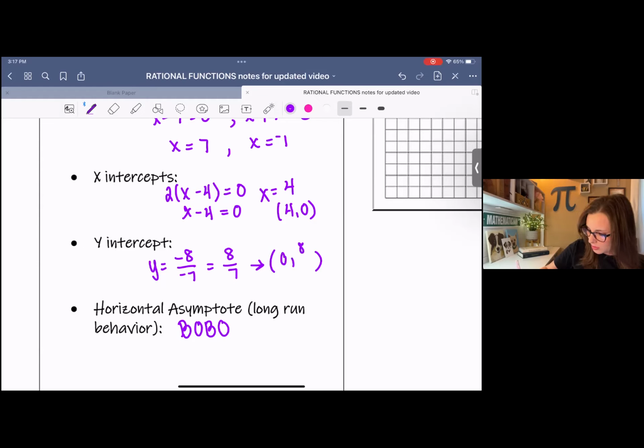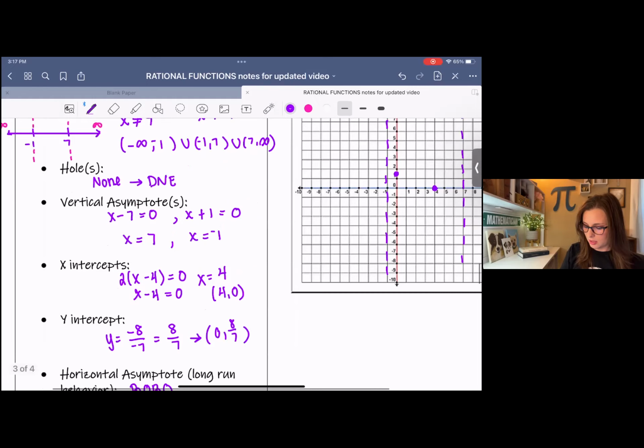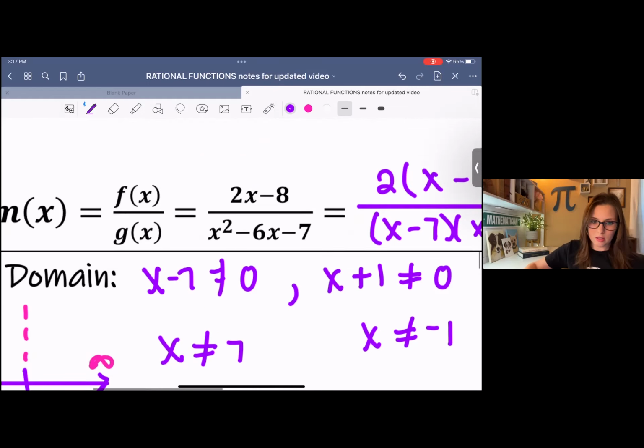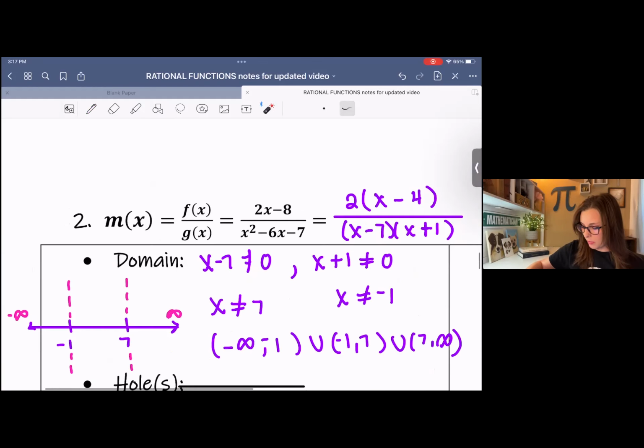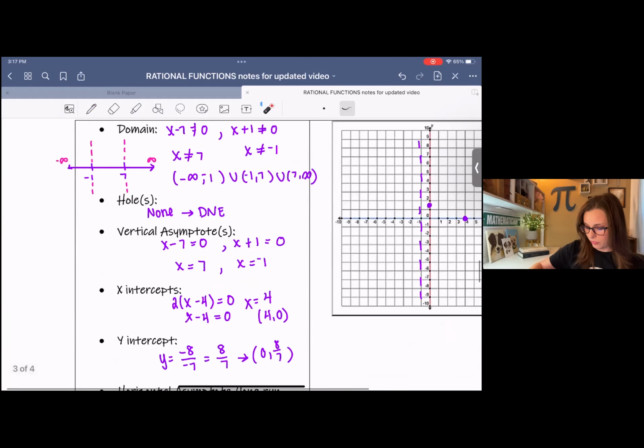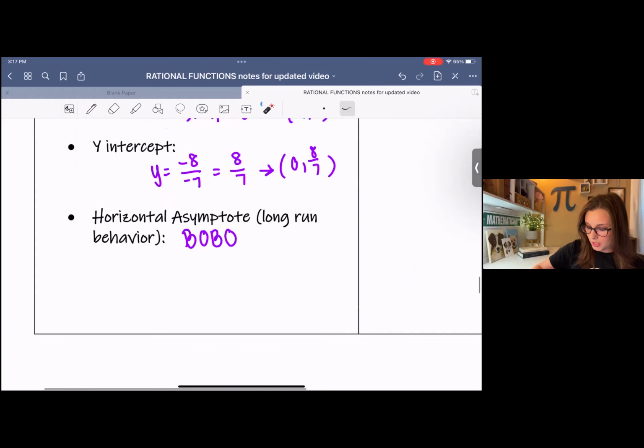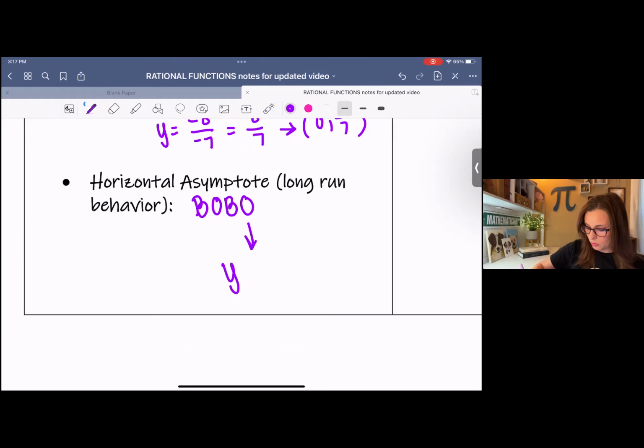And then your horizontal asymptote is based on the degree. In this case, we have the leading term in the numerator is 2x, and the leading term in the denominator is x squared. This is a case of bigger on bottom because of the squared. And bigger on bottom is BOBO. Bigger on bottom means y equals 0 is our horizontal asymptote.